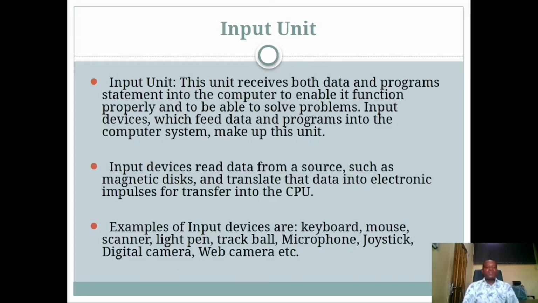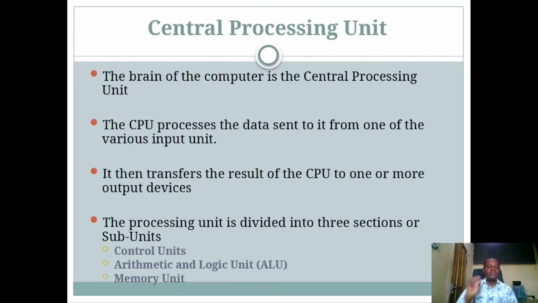Scanner is used to get pictures or capture graphics on paper and put them into the computer system. We have a light pen, we have a trackball, we have a microphone, we have a joystick, we have a digital camera, we have a web camera. So all these are examples of input devices. Remember that these devices fall under the input unit. Now let's go to the central processing unit.